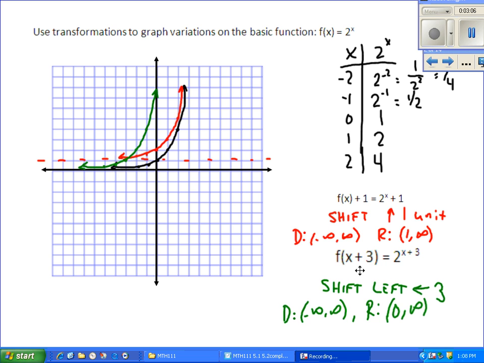And then the green line is f of x plus 3. So inside the function, we've modified the independent variable, 2 to the x plus 3. This is going to shift the graph left 3, which isn't going to change our domain and range and isn't going to change our horizontal asymptote, because if we slide the horizontal asymptote over 3, it's still in the exact same place that it was.